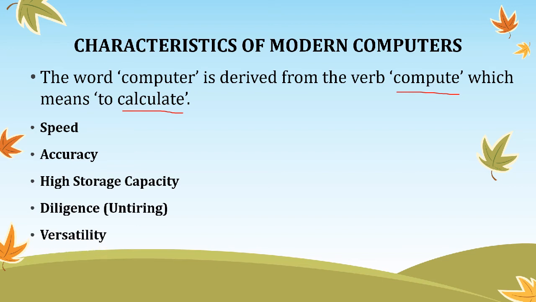Next is versatility. Computers can do many operations at the same time in an efficient way. For example, they can work on different types of data such as graphics, audio, video, etc. This is the versatility power of modern computers.